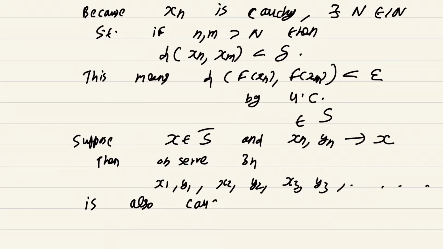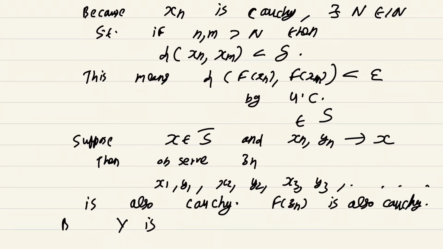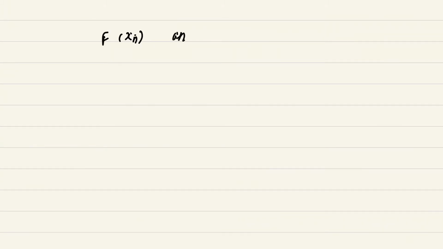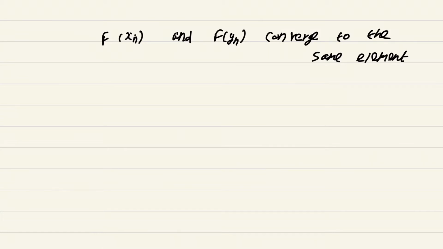Okay. This is a rather easy check because both x_n and y_n converge to x. You can prove in a line or two that z_n must be Cauchy. Consequently, f of z_n is also Cauchy. That's what we just established a few minutes ago. But f of z_n is Cauchy and Y is complete. So f of z_n converges to some element in Y, I don't care what it is. Okay. Well, why am I saying all this? Well, that just means f of x_n and f of y_n converge to that same element, simply because these both are essentially subsequences of f of z_n.